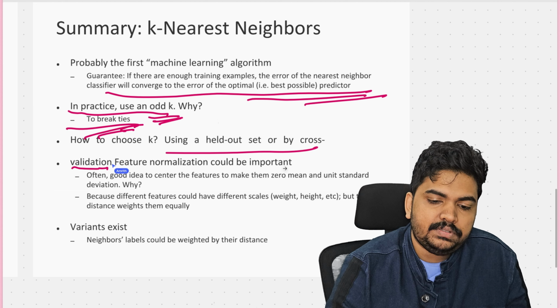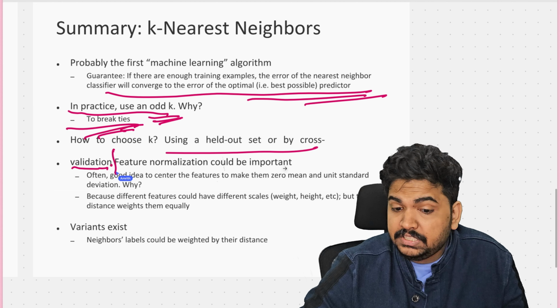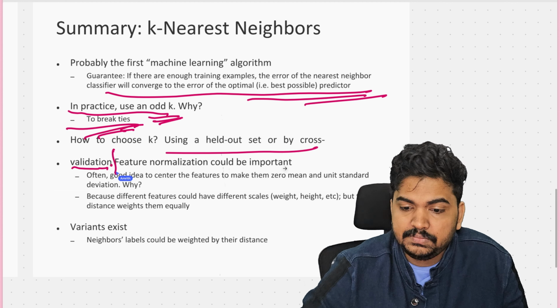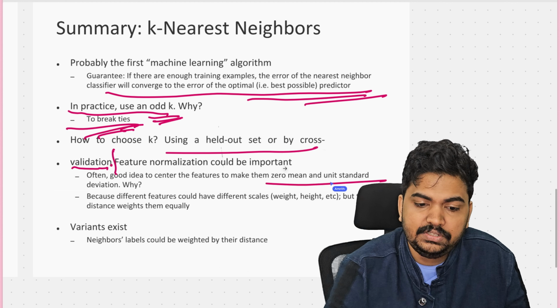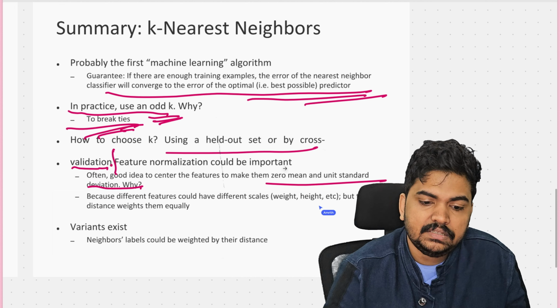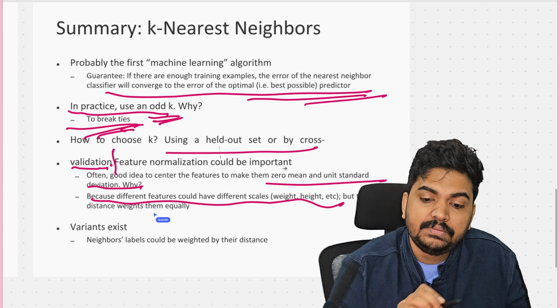So this is one point. This is another point. Feature normalization might be important. Often it's a good idea to center the features to make them zero mean and unit standard deviation, because different features could have different scales, and the distance weights them equally.